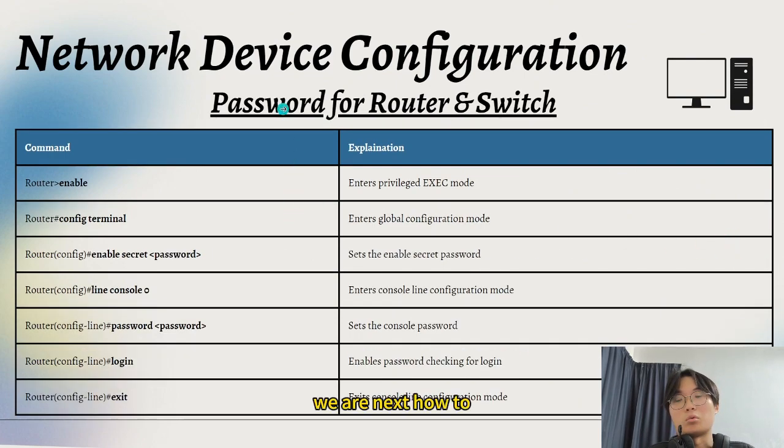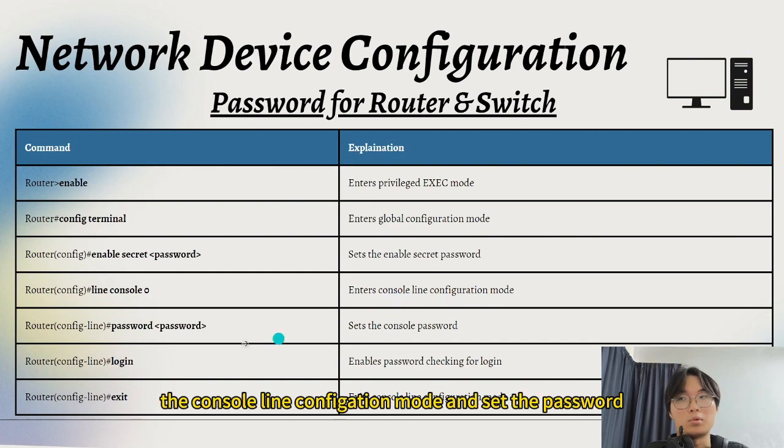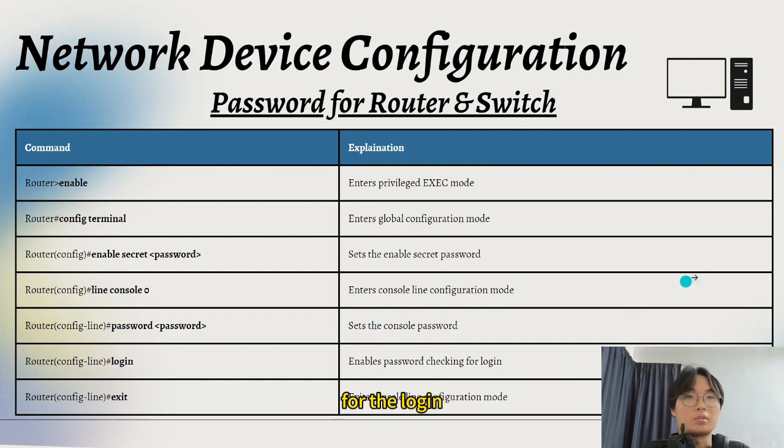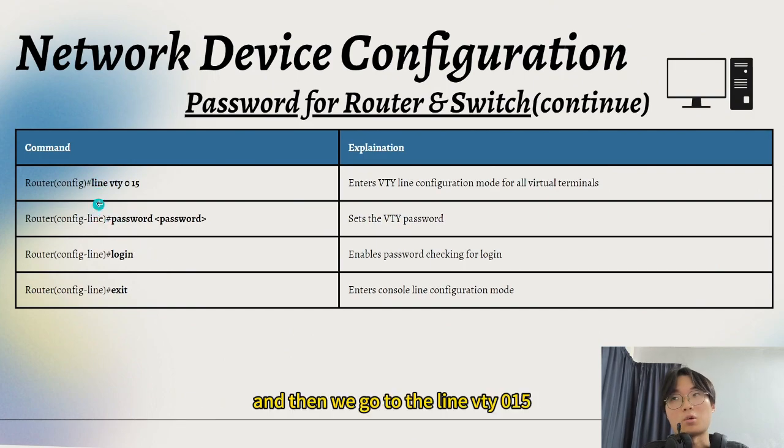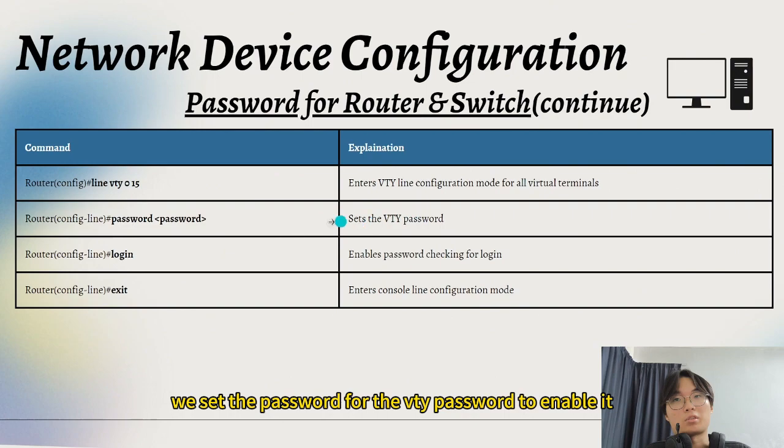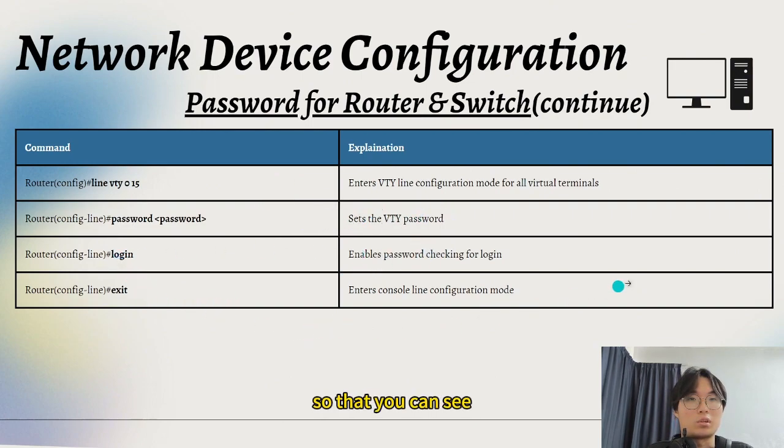Moving on next, how to set up the password for router and switch. Same thing, we go to global configuration mode and use enable secret and choose your password. And then we go to line console 0 to enter the console line configuration mode and set the password for the login. And then we go to line vty 0 15. Same thing, we set the password for the VTY. To enable it, we use login and then you can exit.